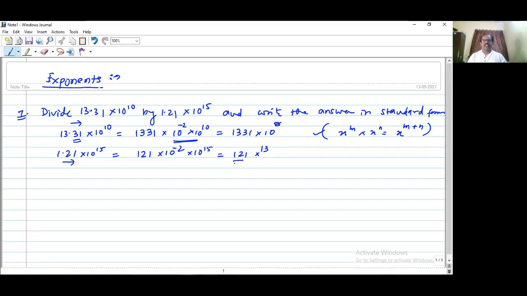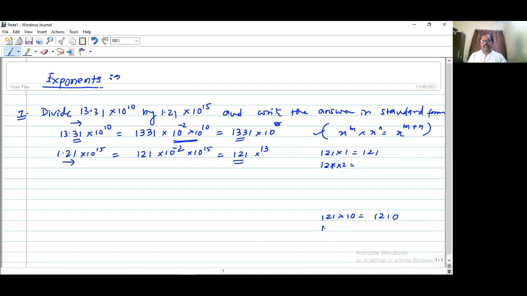So now first we divide 1331 by 121. Can you check whether 1331 is a multiple of 121? We can try to write the table of 121. So it is 121 into 2, and 121 into 10 will be 1210. But this number is more than that, so we need to divide it by 11, 12 or 13.